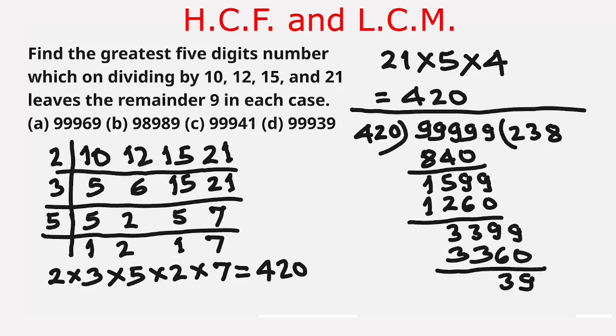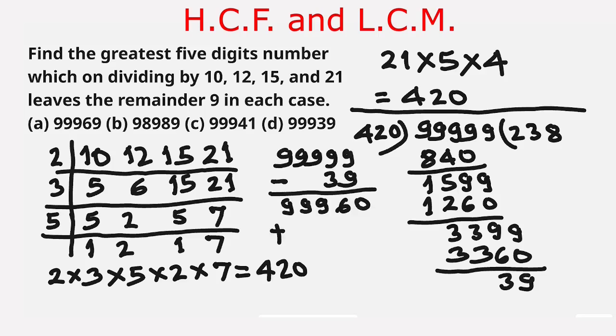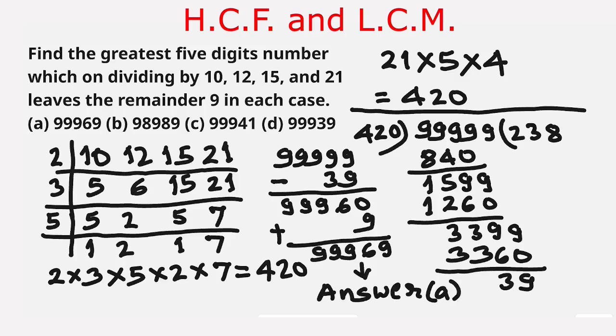Our remainder is 39. We will subtract this 39 from 99,999 and then we will add 9 to it to get our answer. On subtracting 39 we get 99,960. Now we add 9 to it. So this becomes 99,969. And from the given options, our answer is option A, 99,969. I hope you have understood the method of solving such type of questions.